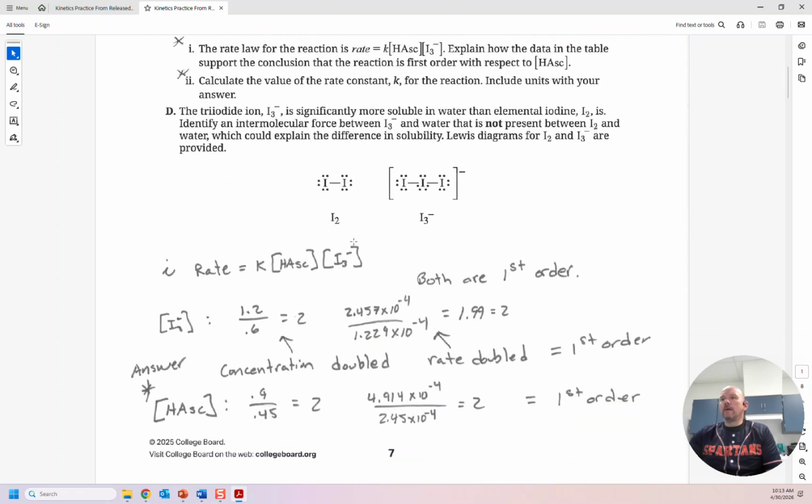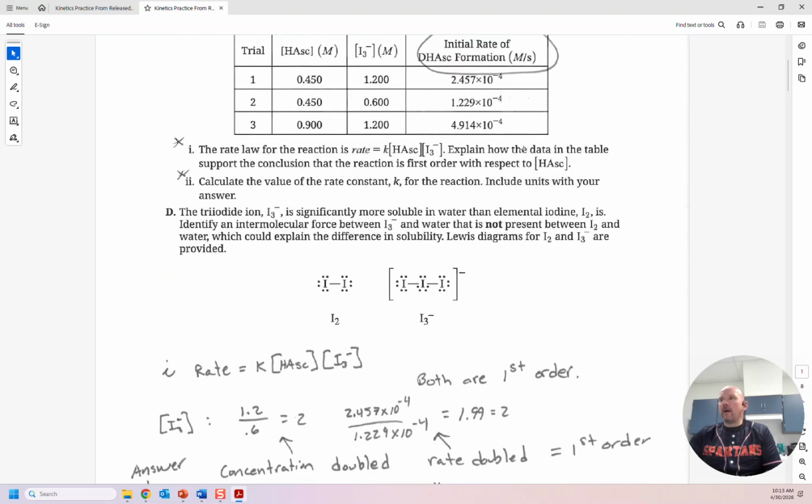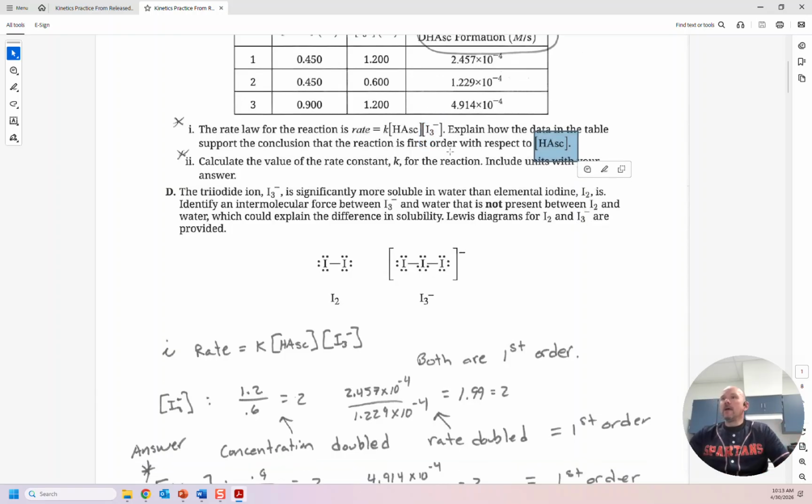So remember, they're just asking about this reactant, right? So really the question is, why is this first order? But we can do it for both reactants just to show how it works. But remember, if you're taking the AP exam and they ask you just about that, only answer that. Don't waste your time answering the other thing, right?